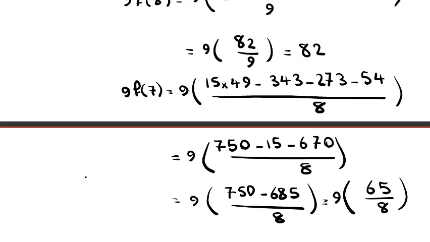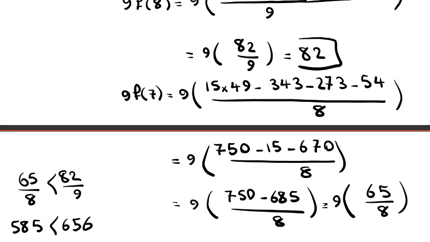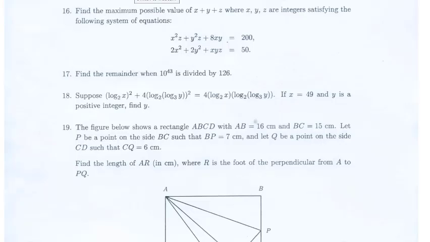Now, if we check these two numbers, 82 over 9 and 65 over 8, we want to see which of them is greater. If we cross multiply, 9 times 5, 45. We have 4. 9 times 6, 54. 54 plus 4, 58. 8 times 2, 16. We have 1. 8 times 8, 64. This. So it is greater. So this one is greater. So the answer is equal to 82. SMO 2019 senior section, first round problem number 16.